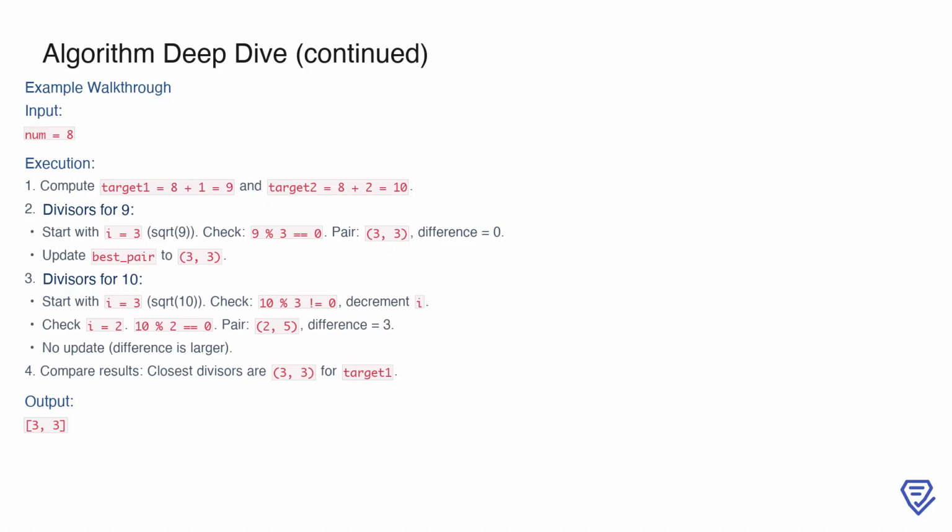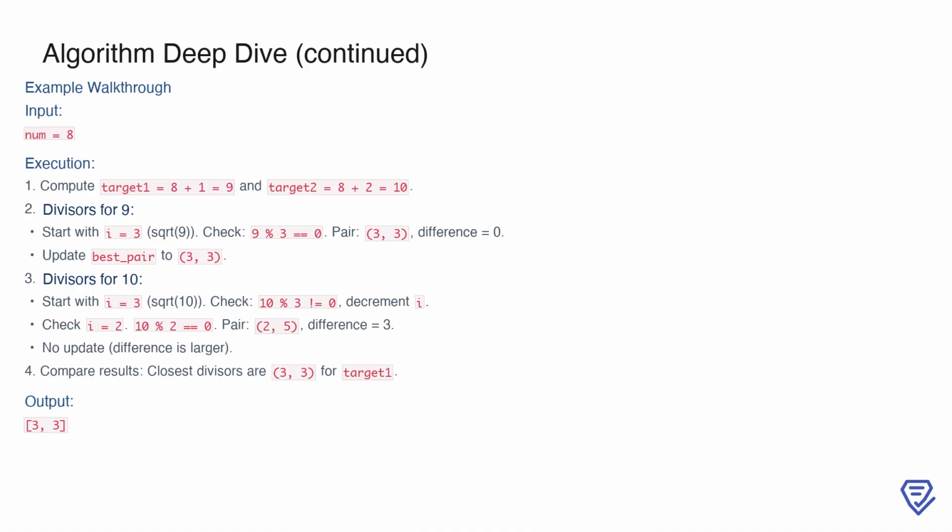Next, for target 2, the square root is approximately 3, so we start with i equals 3. Here, 10 % 3 does not equal 0, so we decrement i to 2. Now, 10 % 2 equals 0, giving the pair 2, 5, with a difference of 3. Since this difference is larger than our current best difference, we don't update the best pair.